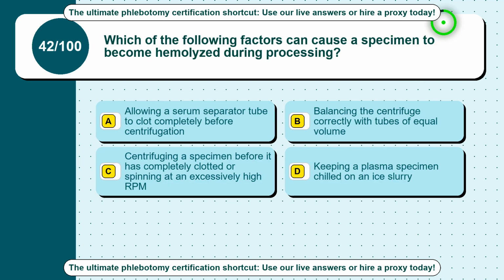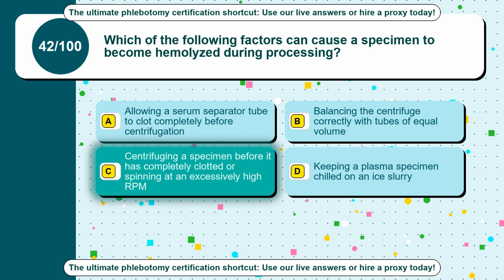Question 42. Which of the following factors can cause a specimen to become hemolyzed during processing? Option A. Allowing a serum separator tube to clot completely before centrifugation. Option B. Balancing the centrifuge correctly with tubes of equal volume. Option C. Centrifuging a specimen before it has completely clotted or spinning at an excessively high RPM. Option D. Keeping a plasma specimen chilled on an ice slurry. The correct answer is option C.